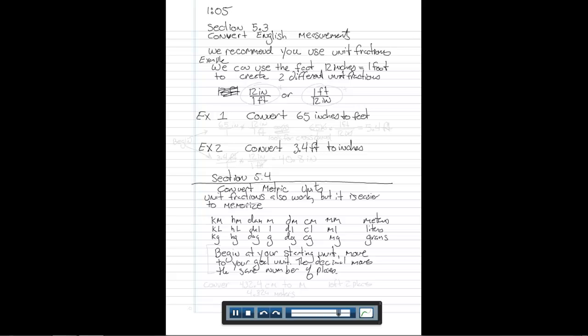What I think about on this, if I want to convert 65 inches, you're trying to do something with 65, and so I write down my beginning value. And if I want to convert 3.4 feet, same thing, I'm going to write down my beginning value.